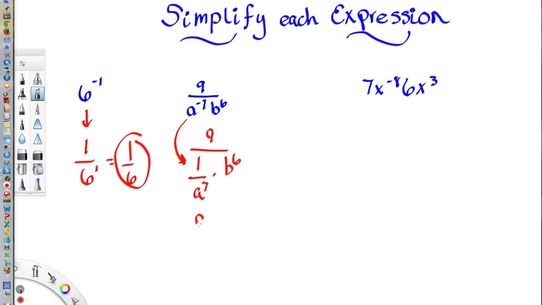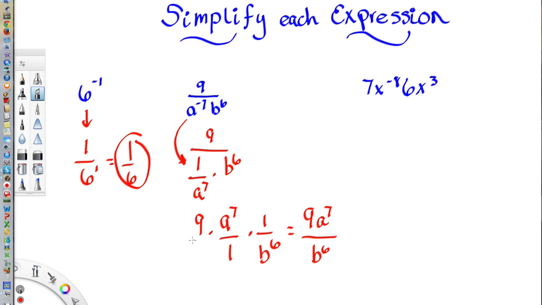So I need to take 9 times the reciprocal of 1 over a to the 7th power, which is going to be a to the 7th power over 1 times, and this b to the 6th power needs to stay in the denominator, so that stays down there. And when I multiply this all the way through, I'm going to get 9 times a to the 7th power over b to the 6th power. I just multiplied straight across all my numerators and then all my denominators.